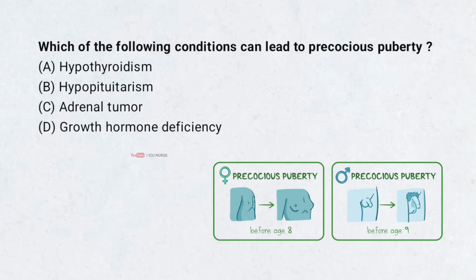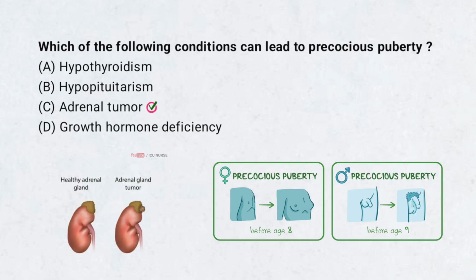Which of the following conditions can lead to precocious puberty? A. Hypothyroidism. B. Hypopituitarism. C. Adrenal tumor. D. Growth hormone deficiency. Correct answer C. Adrenal tumor.